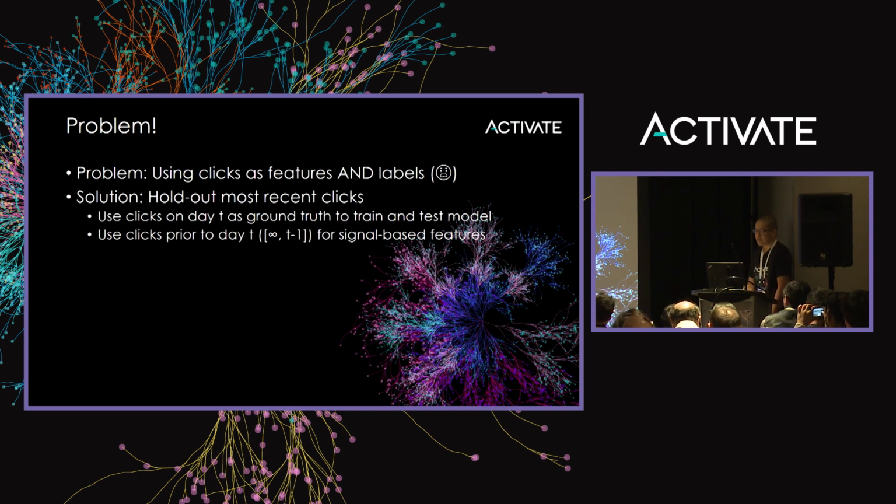The solution is to hold out the most recent clicks. What I did for this data set was hold out clicks on the last day to use as ground truth. And all the clicks prior to that day I used for the signal-based feature. This is actually a pretty standard way of training models which use historical data for both labels and as features.